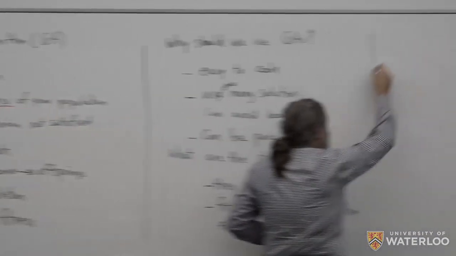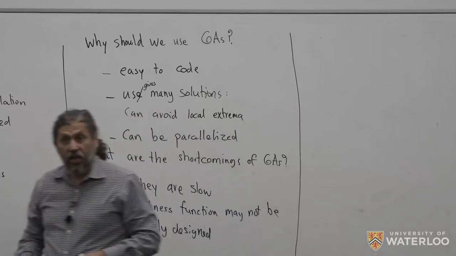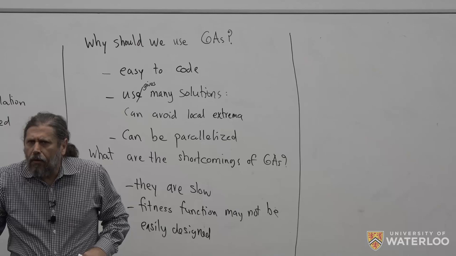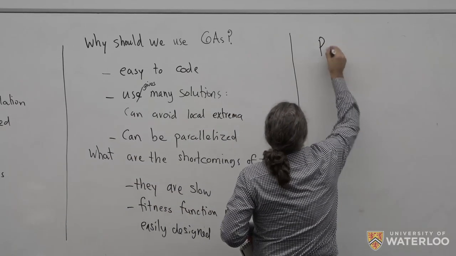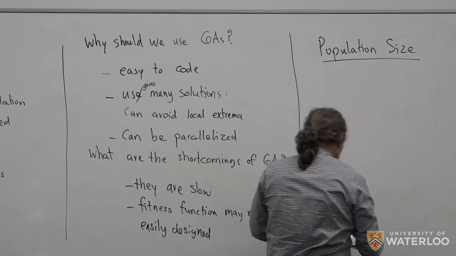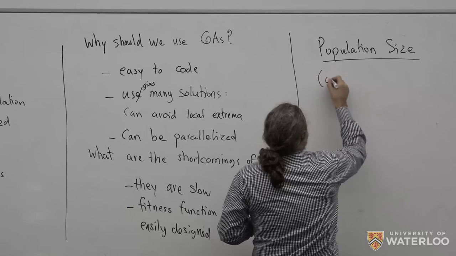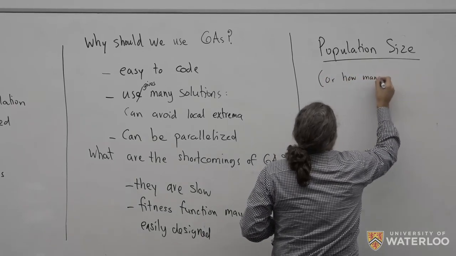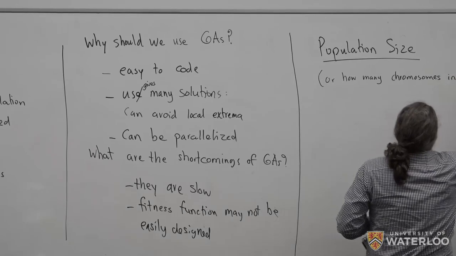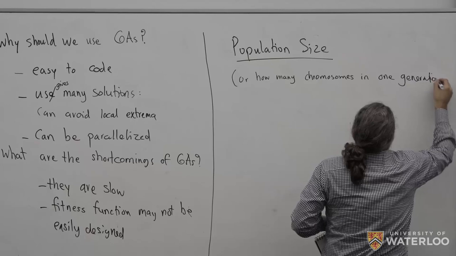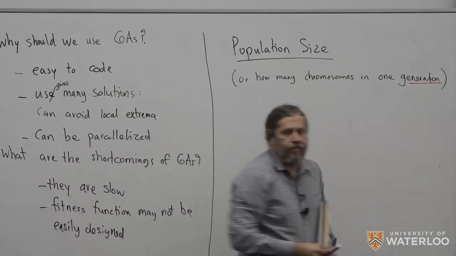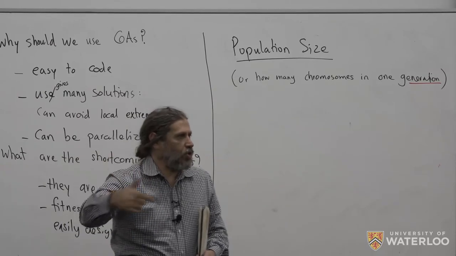Okay, you're slowly but surely convincing me. Okay, good. I can get engaged with this idea. But if I want to start this and you're talking about initialization of the population, how many? So what is the population size? Basically, you're asking how many chromosomes in one generation. And we said that the word generation is our replacement for iteration, episodes, and so on.